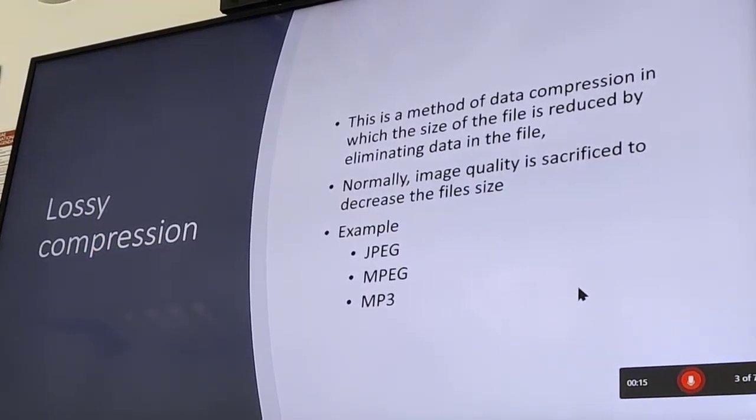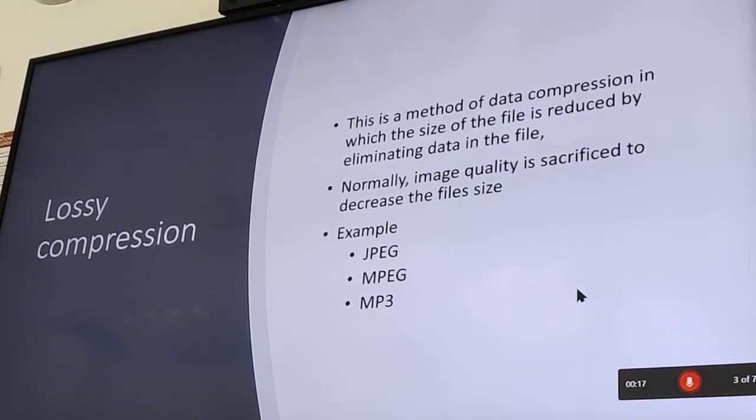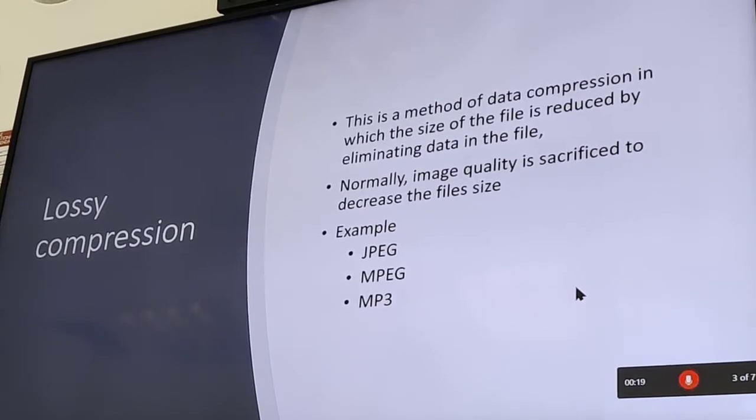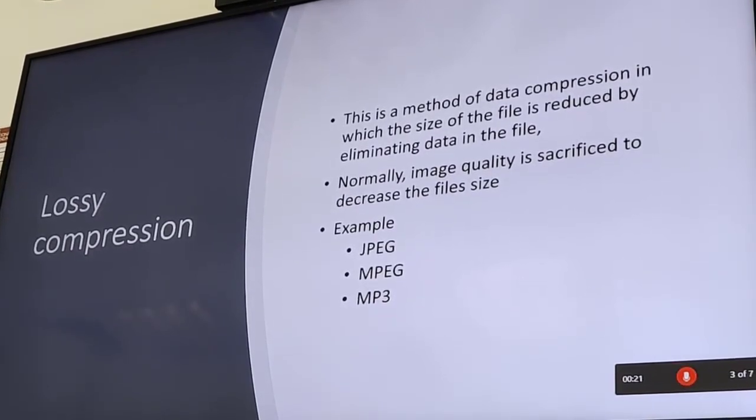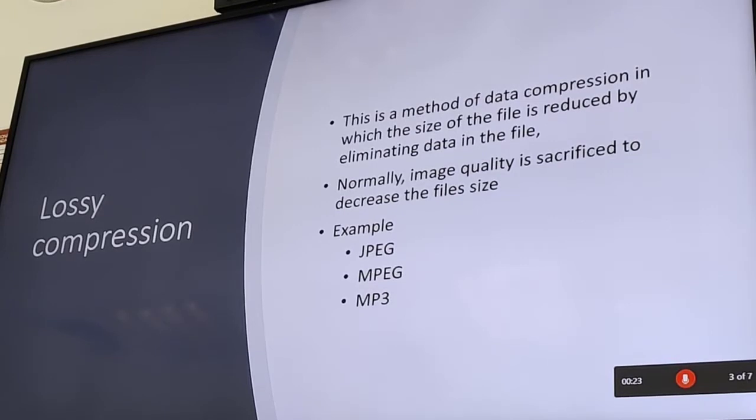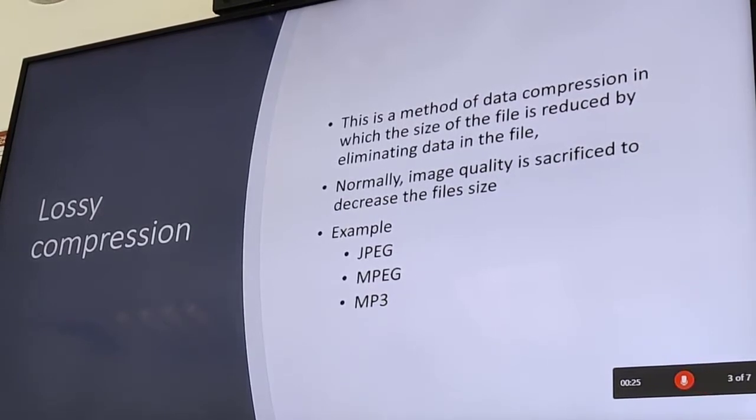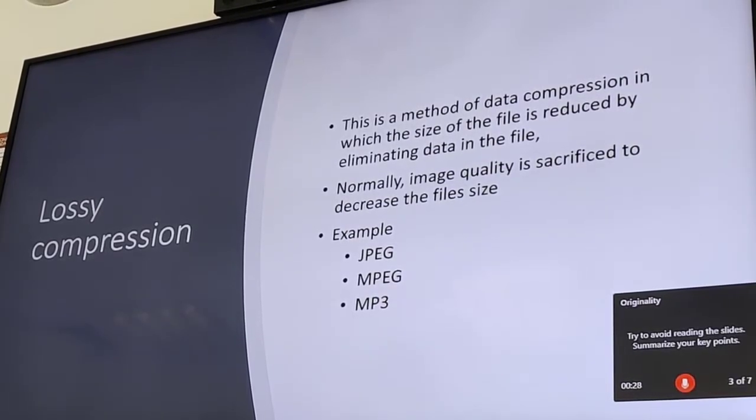So lossy compression is a data method where you compress the data by eliminating parts of it. Normally the image quality is sacrificed to decrease the size. Some examples of lossy compression are JPEG, MPEG, and MP3.